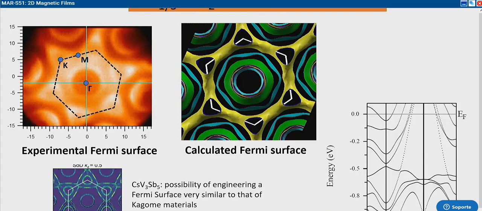So this Fermi surface that our colleagues measured mimics quite well what is observed in typical Kagome materials. So this opens the door for you to actually design with these intercalated materials, for example, a Kagome-like Fermi surface.